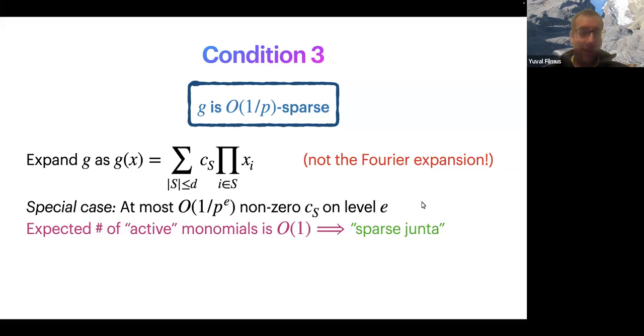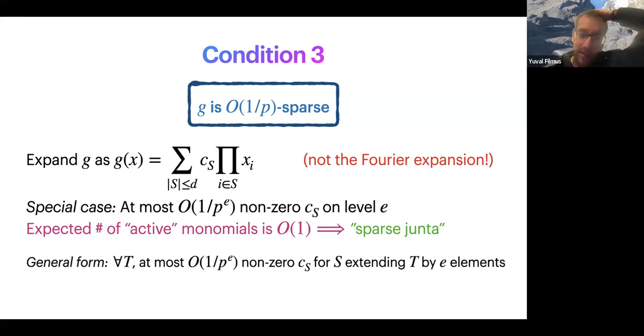So again, if I take a random input distributed according to mu p, and I check this function g, which is the weighted sum of monomials, then this weighted sum is going to contain, in expectation, a constant number of monomials. And that's what we think of sometimes as a sparse junta.